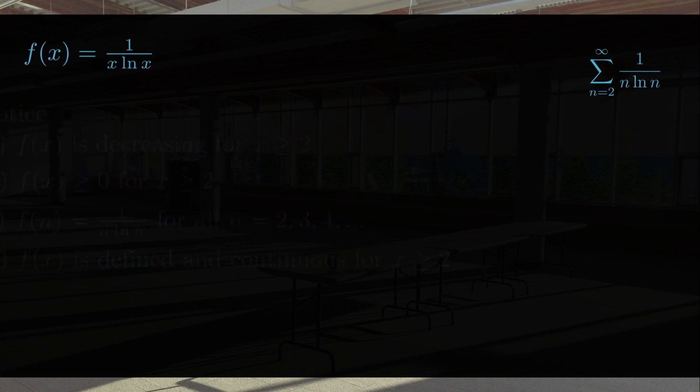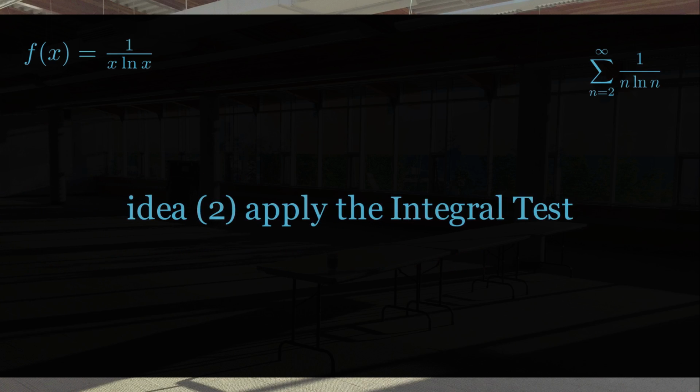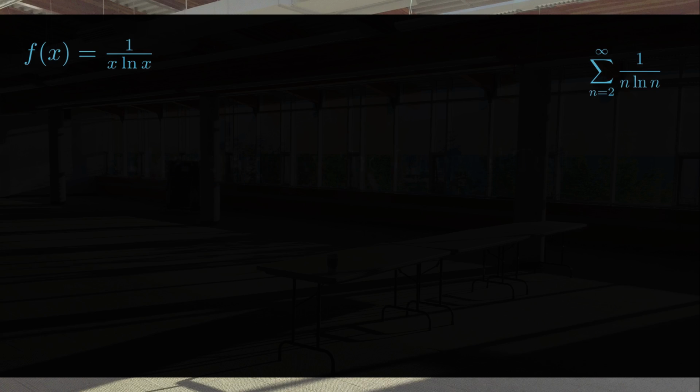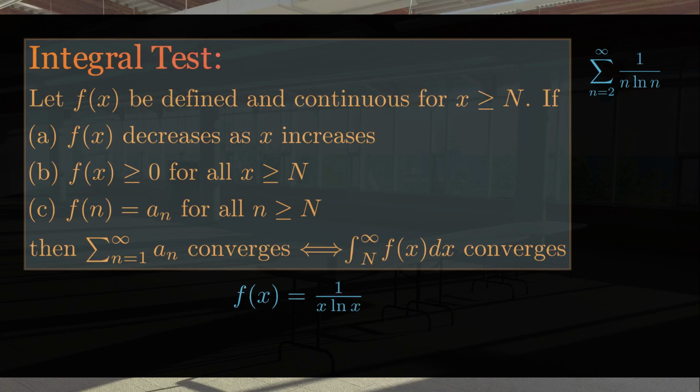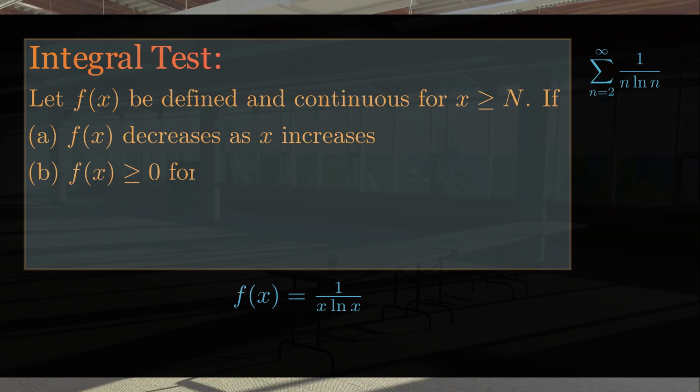Now, with these 4 things, we actually satisfy all the conditions we need for the integral test. Recall that we need f to be defined and continuous, to be decreasing, non-negative, and to match the terms of the series. If all of these are satisfied, then the sum will converge if and only if the integral converges as well. This if and only if means that if the integral diverges, then the sum will diverge as well. In our example, big N is equal to 2.